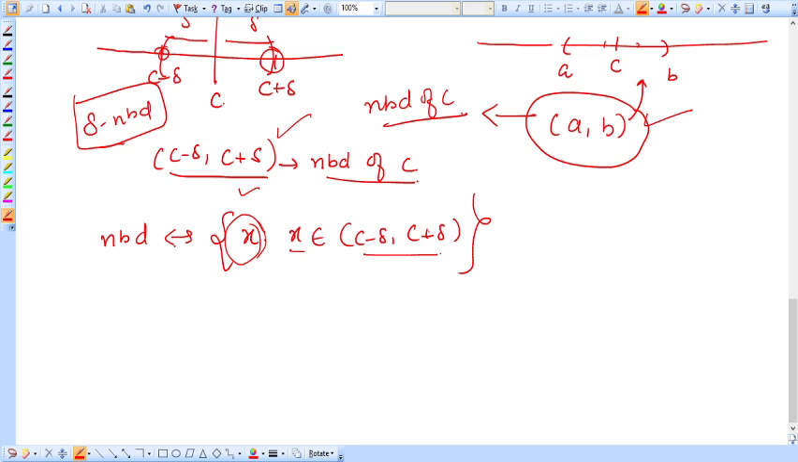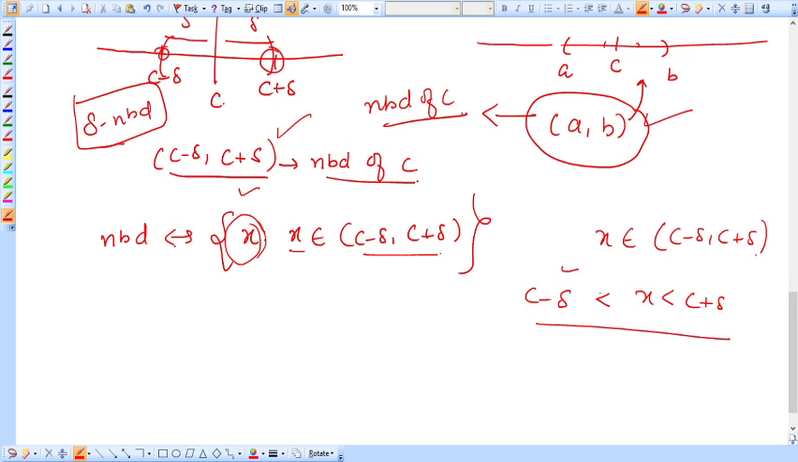If x belongs to C minus delta to C plus delta, then it means x is less than C plus delta and greater than C minus delta, right? Now I'm going to subtract C from each term of this inequality. So what I'm going to get is C minus delta minus C, x minus C, and C plus delta minus C.